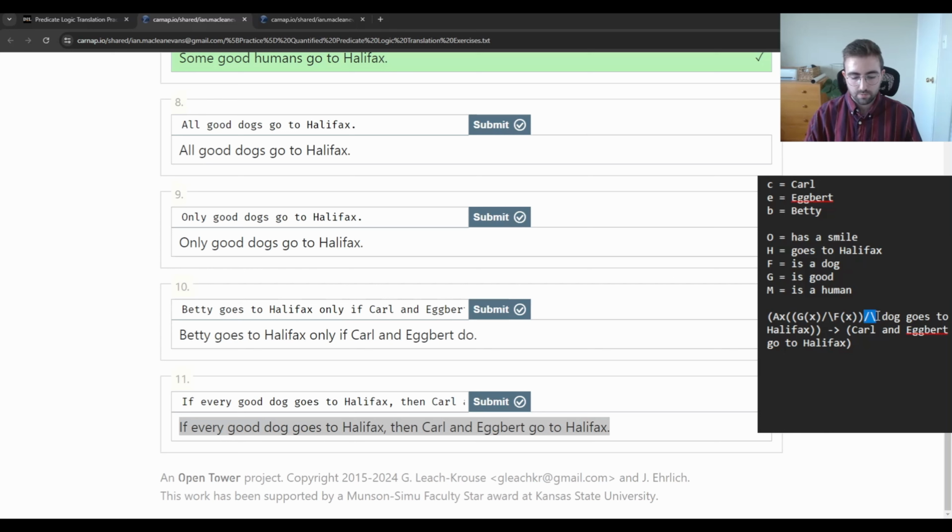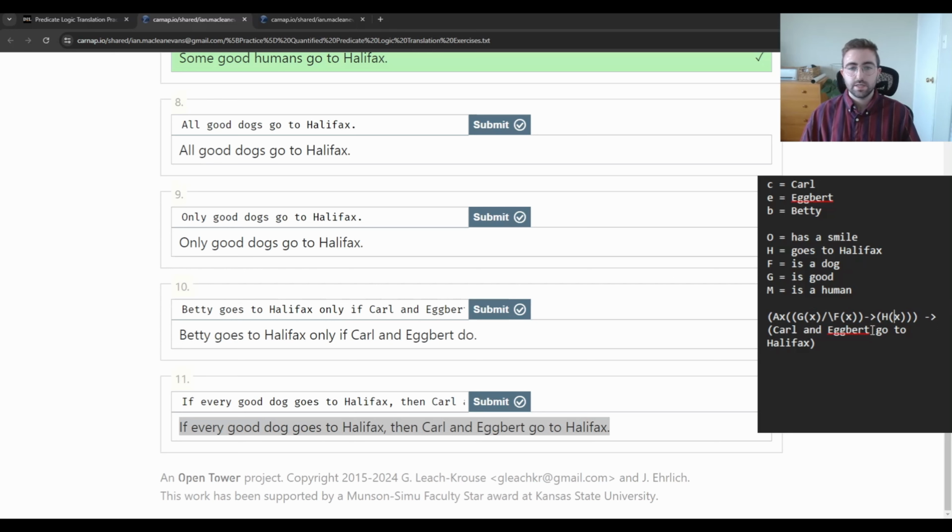So this is actually an arrow. It's saying, if it's a good dog, it goes to Halifax, then Carl and Egbert go to Halifax. So this is actually an arrow. So we'll say like this, goes to Halifax is H. Okay, and I'll clean up the brackets after. Okay, so now we've done this side. Here we have, for all x's, for every x, if x is good and a dog, then x goes to Halifax, right?